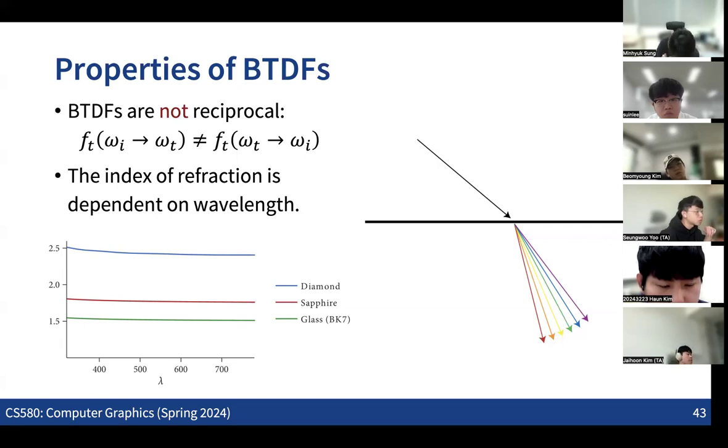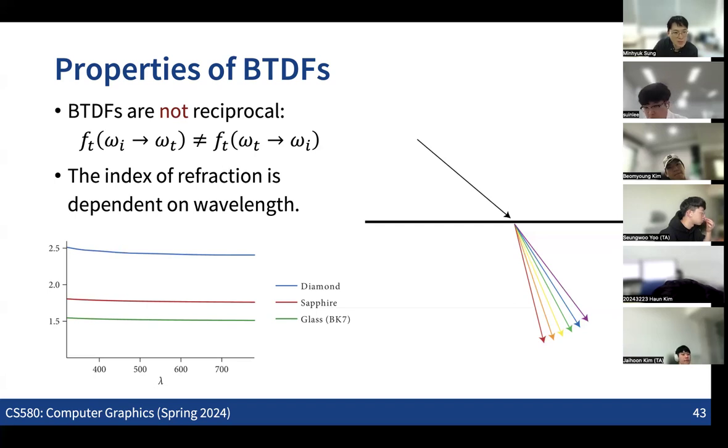This is quite obvious when you think about the properties of transmission, right? And also, the index of refraction is not constant over the wavelengths, but it can actually change depending on the wavelength of each light. Which means that depending on the color, we may have a different index of refraction, and also different patterns of refraction, different angles of refraction, right?